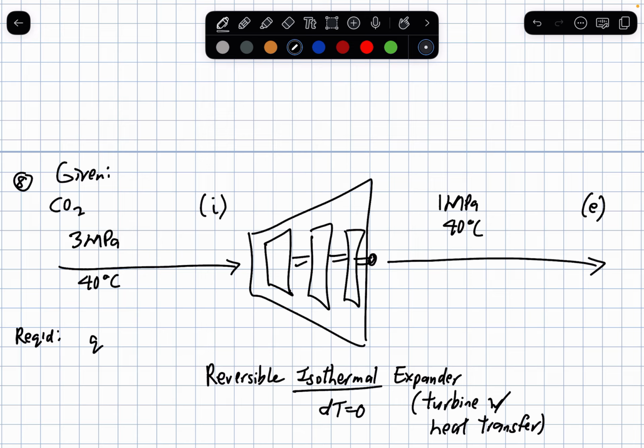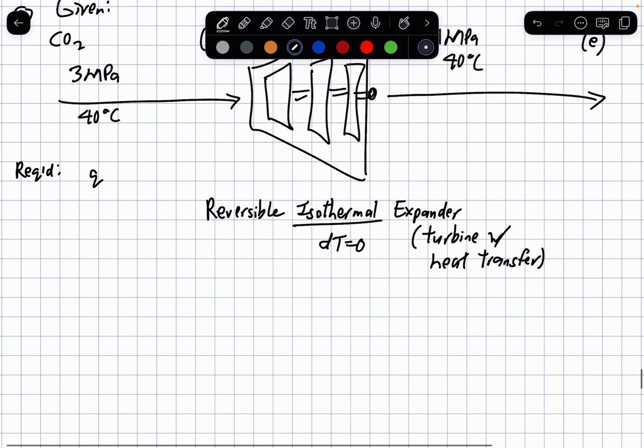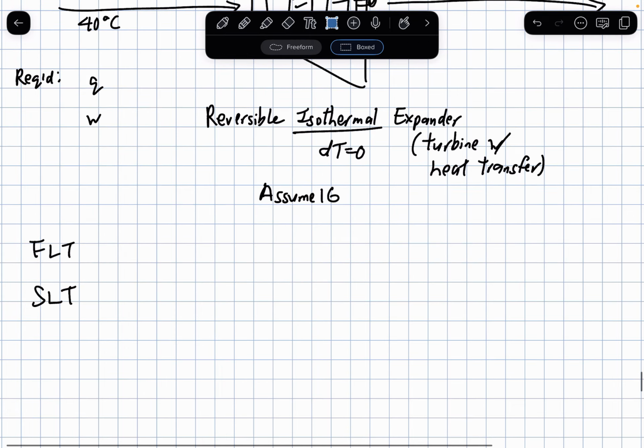Specific heat transfer, so small q. This is not total heat transfer, no? Or just simply heat transfer. It's specific, so small q, from the entropy equation. Okay, so SLT is obviously going to be involved here. And the specific work, so small w, from the energy equation. Obviously that's going to be involved. Assuming ideal gas. So these are the given, no?